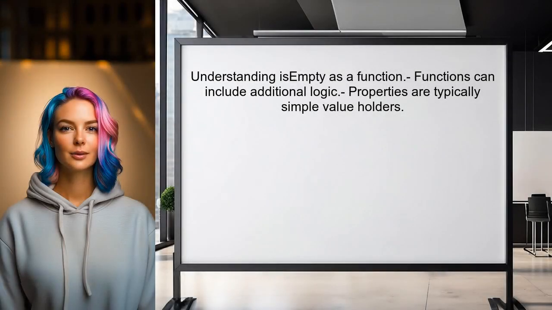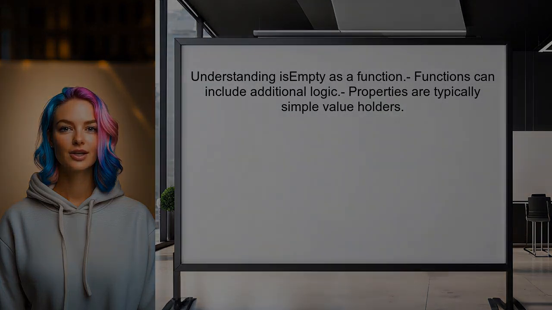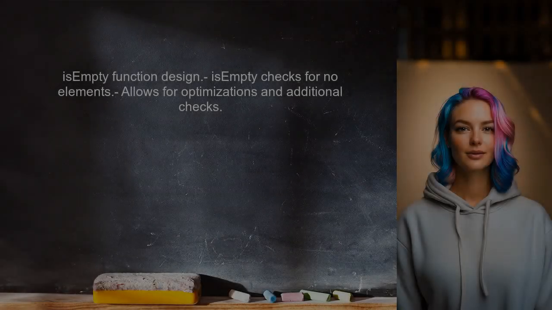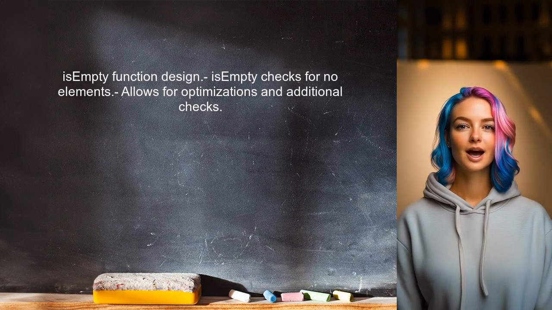To understand why isEmpty is a function rather than a property, we need to look at the design principles of Kotlin collections. The user should note that functions can provide additional logic beyond simple value retrieval. In Kotlin, the isEmpty function is designed to explicitly check if a collection has no elements. This allows for potential optimizations or additional checks that might not be possible with a simple property.